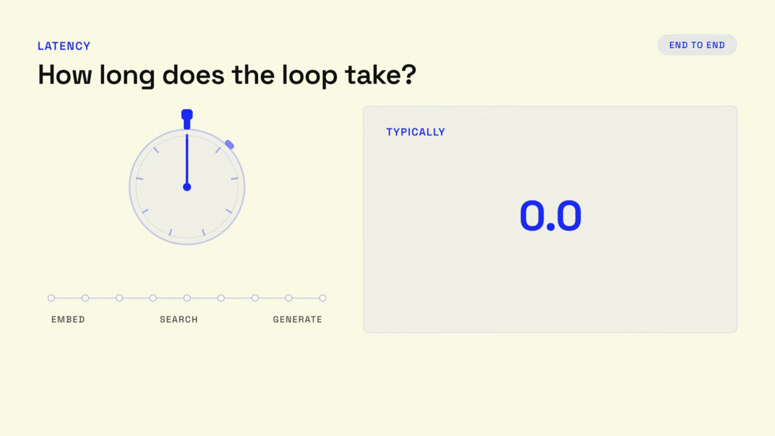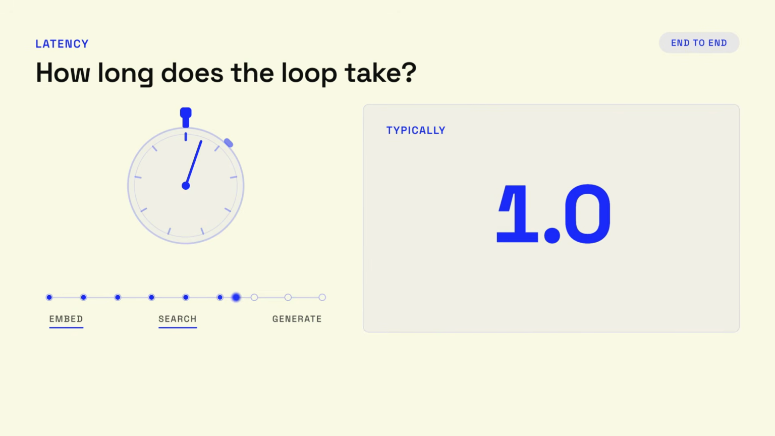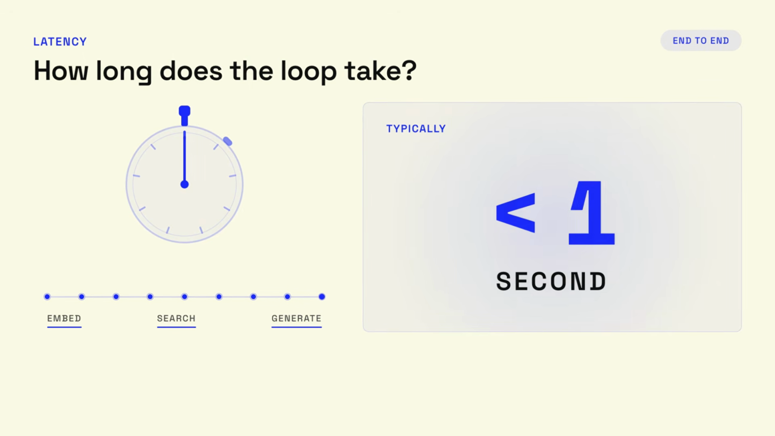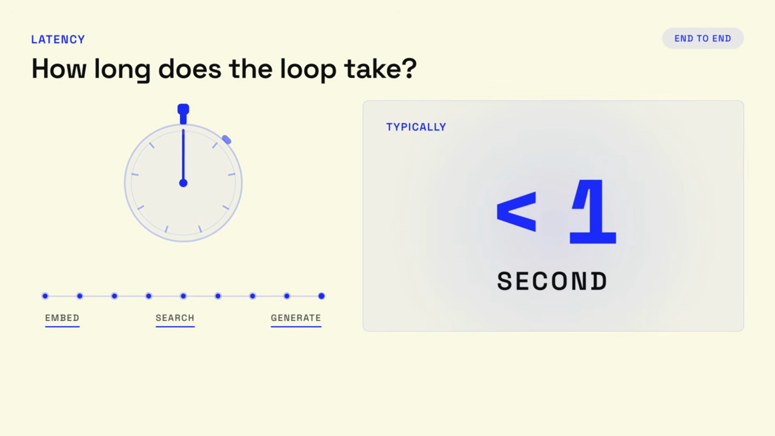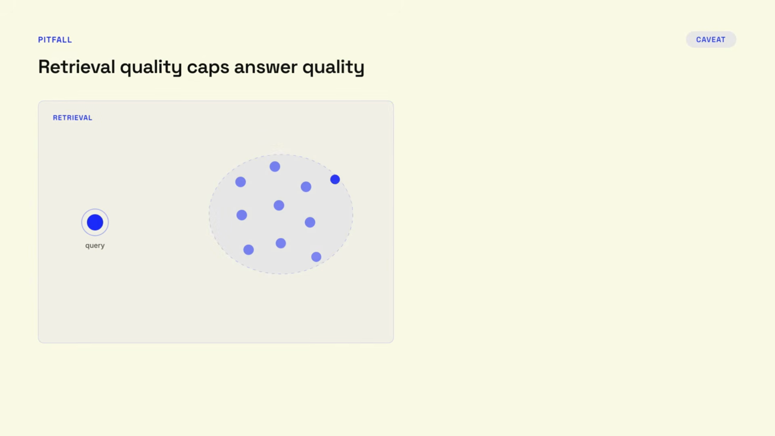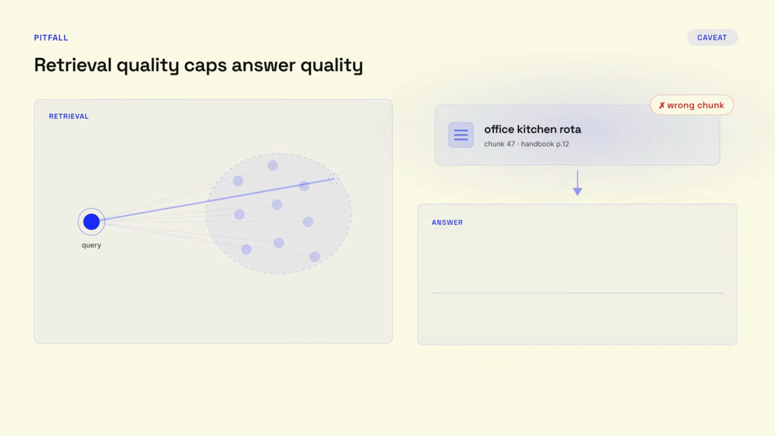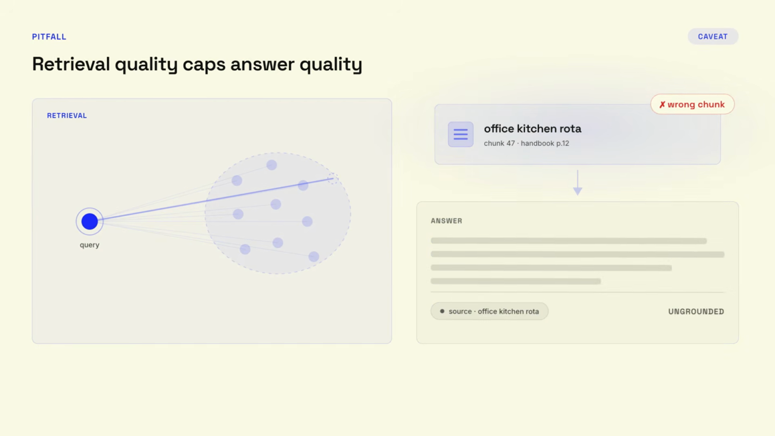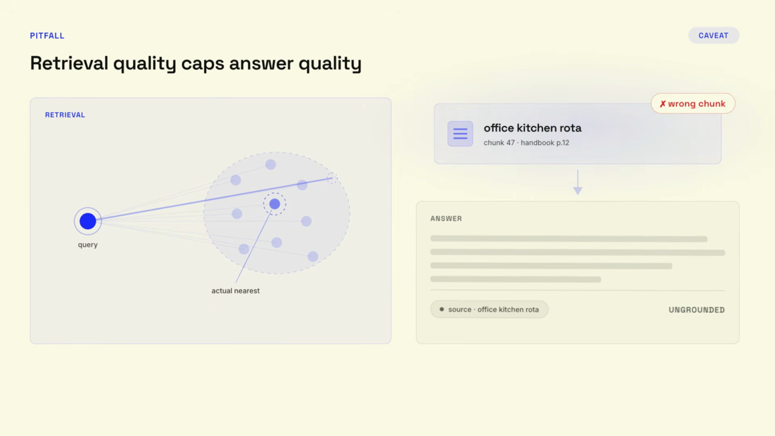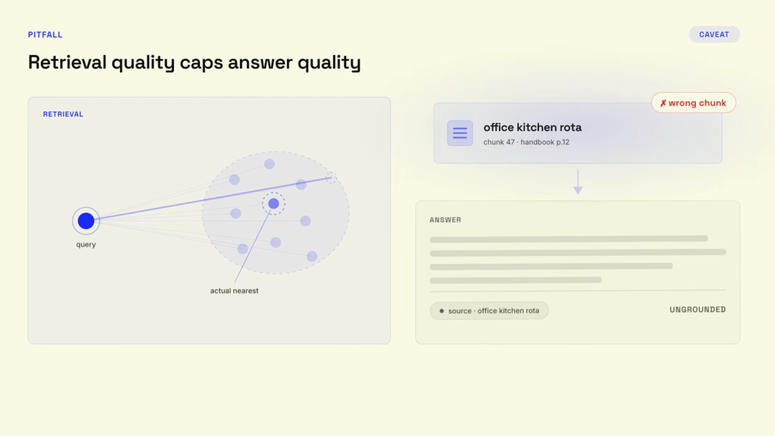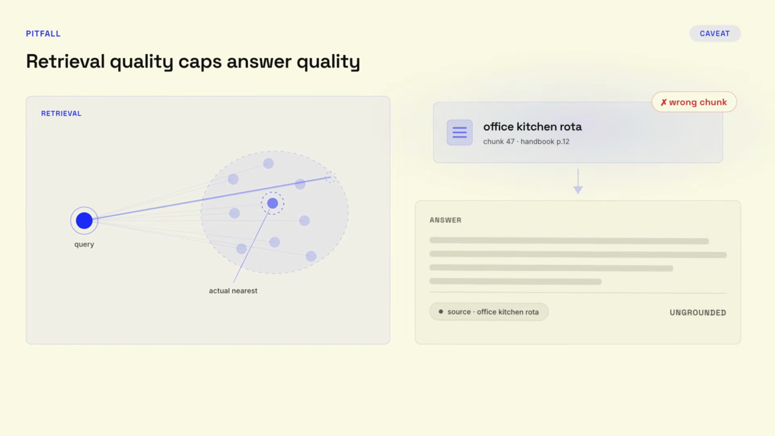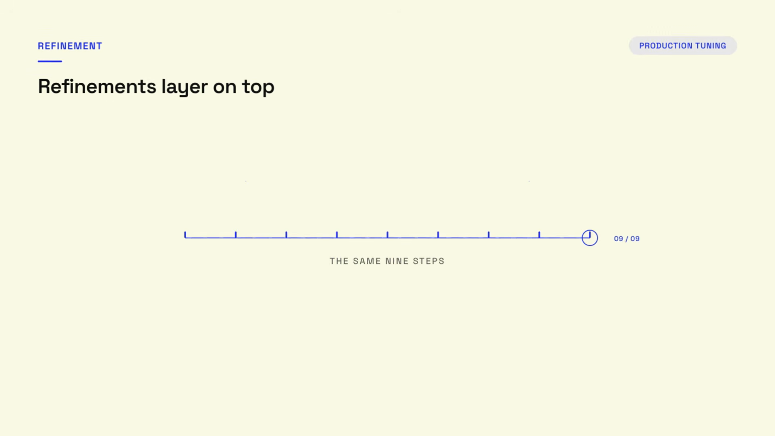All of this, embedding the question, searching the database, generating the answer, typically happens in under a second, end to end. One warning, this only works if retrieval finds the right chunk in the first place. Feed the model the wrong passage, and no amount of clever prompting saves the answer. Garbage in, garbage out. That's the minimum viable pipeline.